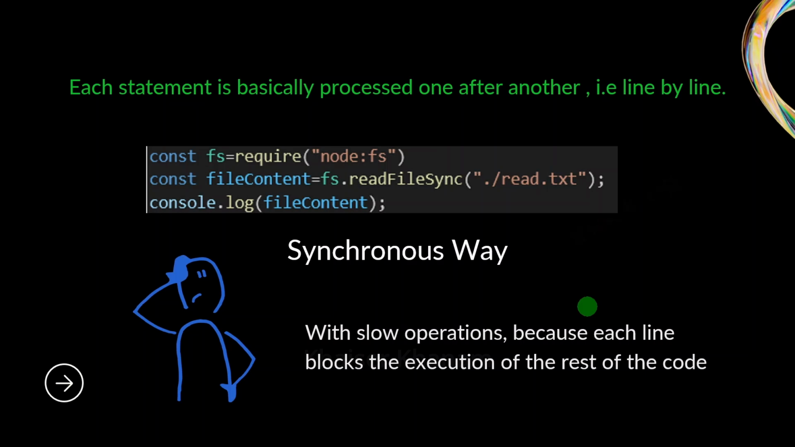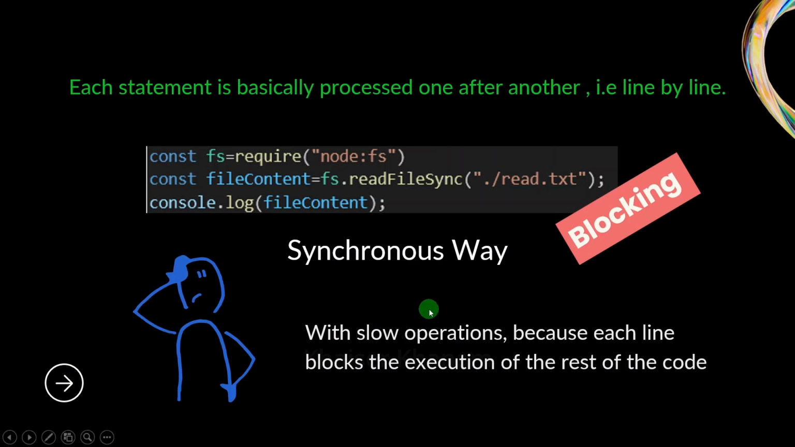So that is the reason this synchronous approach is called blocking code, because operations will only be executed one after the other, and once the first operation is complete, only then is it going to proceed with the next code. The operation is going to block the rest of the code. For example, if I am having two operations, the second operation will not start unless and until the first operation is completed.